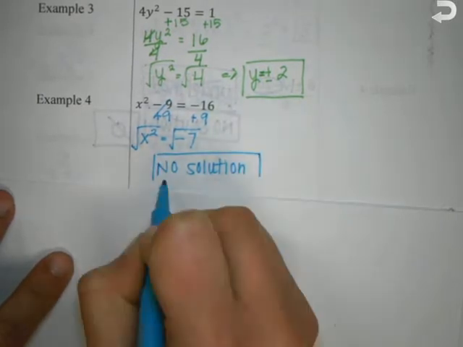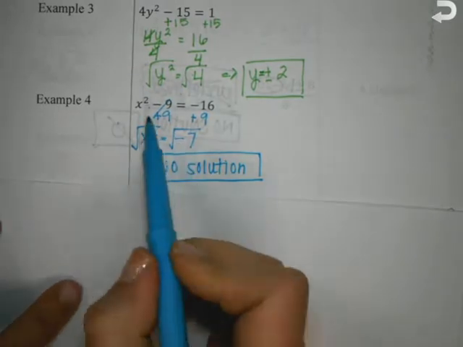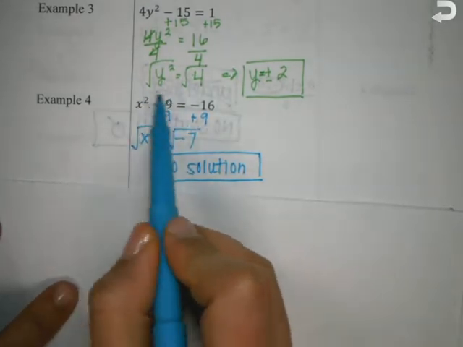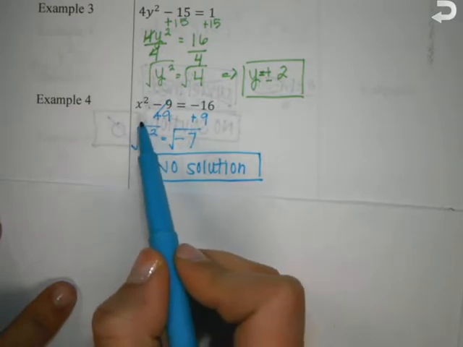Good. Really quickly, if I were to factor this side, what rule would I use? X squared minus 9. That is a difference of 2 squares. Good.